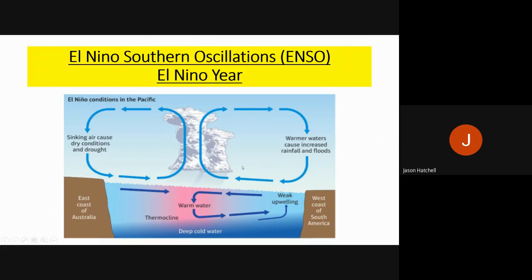The west coast of South America, however, receives some of the showers that the east coast used to receive in Australia. So the warmer waters are causing more rainfall and flooding in, for example, Peru. And that is all you need to know about an El Nino year. Again, it's about the change in wind direction, which moves the warmer water away from Australia towards South America, and that causes wetter weather in Peru and South America.